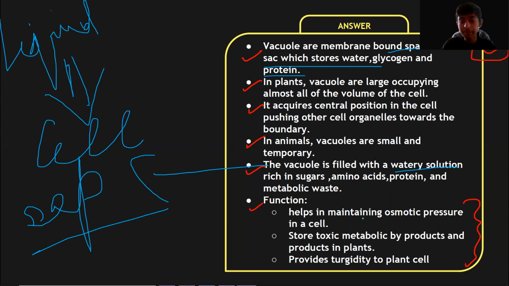Now function: helps in maintaining osmotic pressure in the cell. Stores toxic metabolic byproducts and products in plants, and provides turgidity to the plant cell. These three: first, maintaining the osmotic pressure, then storing toxic metabolic byproducts and products in plants, and providing turgidity to the cell. So with this, we have completed our session.